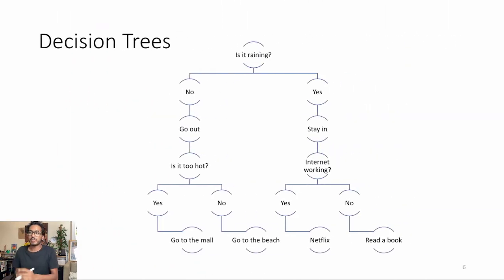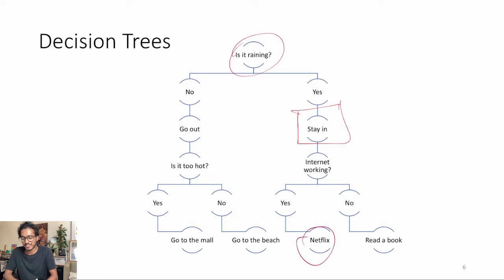Alright, then we'll be looking at decision trees. This involves us looking at how to make a decision. So I have used a simple example on how to decide what to do on a weekend. Is it raining? If yes, we are not going to go anywhere, we are going to stay in. And is the internet working? Because sometimes when it rains, internet might not work. So if internet is working, we can watch Netflix. If not, we can read a book.